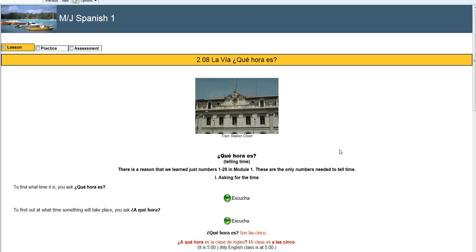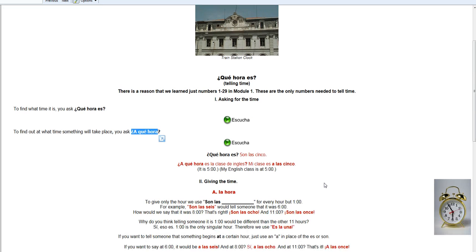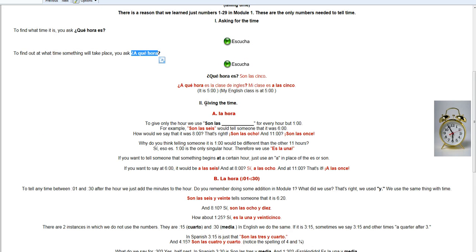2.08 ¿Qué hora es? Part 2. So in part 1 we talked about the times, how you ask what time it is, how you ask at what time something is going to happen or does happen, and how to answer giving the time.